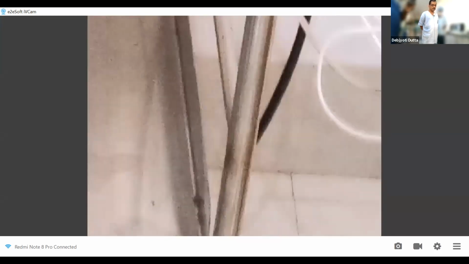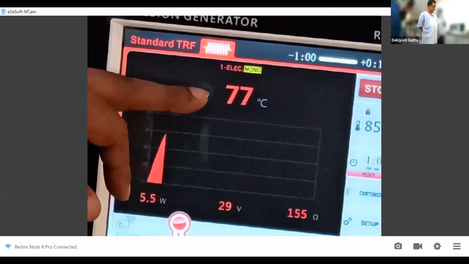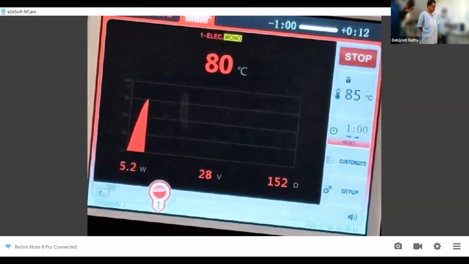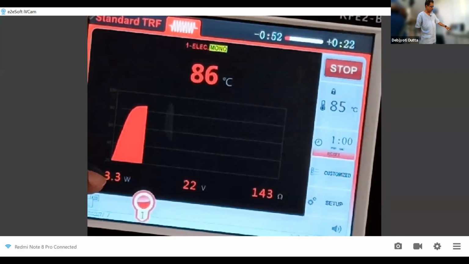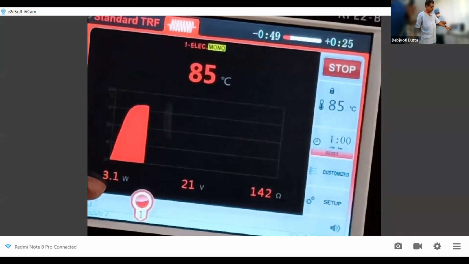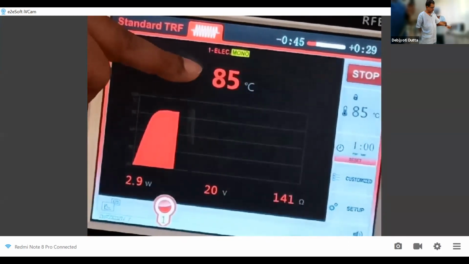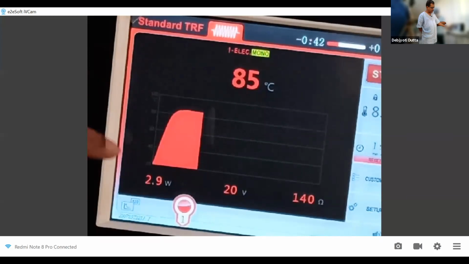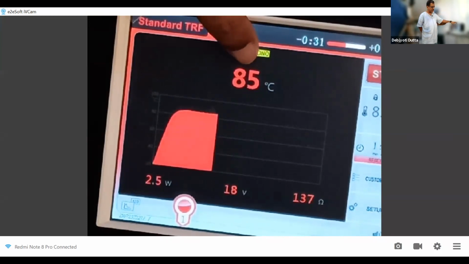So we have started. So now you see the tip temperature is rising. We have set temperature at 85, so it will go up to 85. And after that, you see the power, it was 3.5 and now it is reducing. You see power is reducing. And then to keep it constant, it will go on fluctuating. Initially it was 3.5, now it has come down to 2.7. So you look at this, it goes on fluctuating. Why is it fluctuating? It is fluctuating to keep this temperature at a constant level.